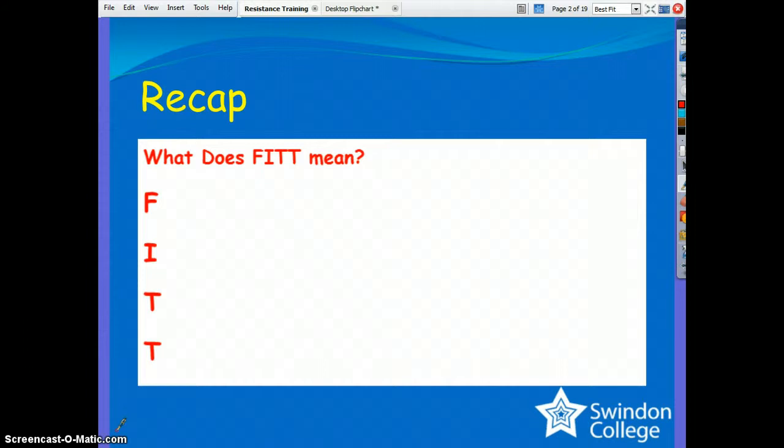First thing I would like to do is recap, what does FITT mean? F-I-T-T. What I'd like you to do now is create a poster on your computer. It should take you about 15 minutes. I want you to identify what each of these letters mean, because it is an acronym. So what does each letter stand for, and what does it mean when we use these terms? You have 15 minutes to create this poster. Pause the video and create your poster.